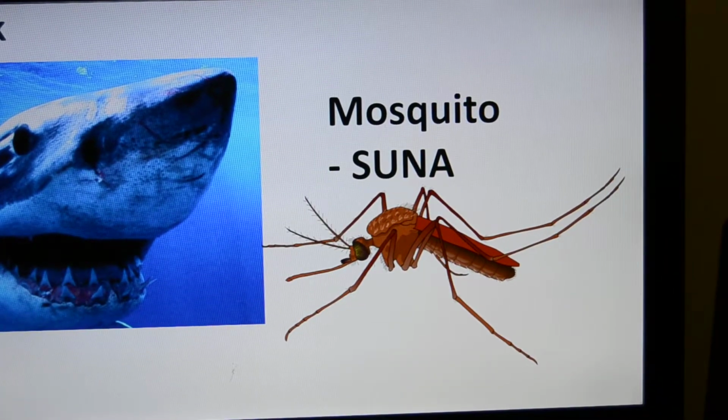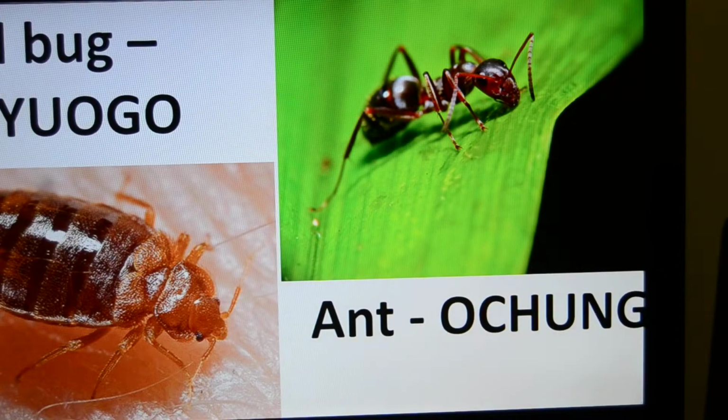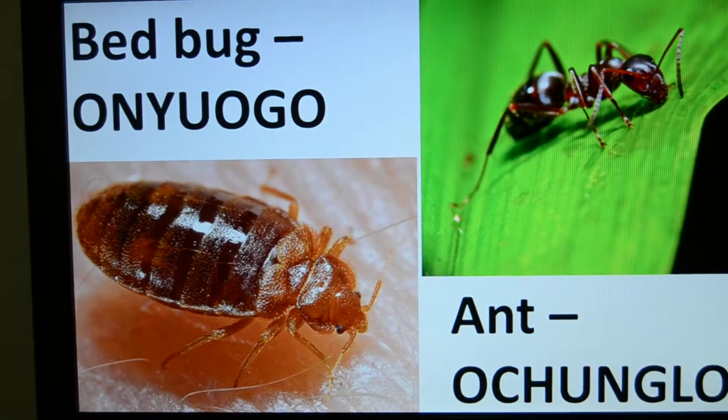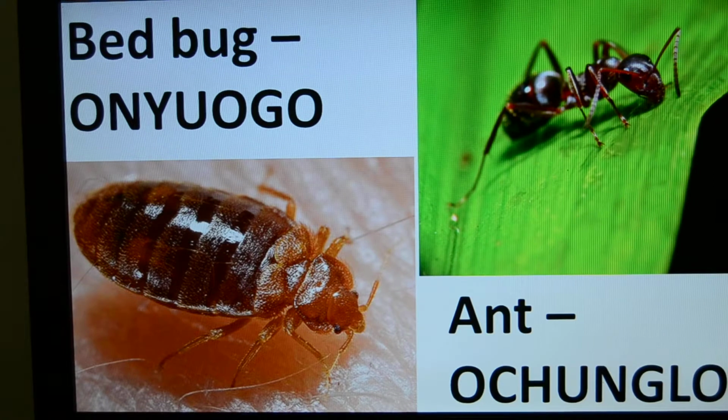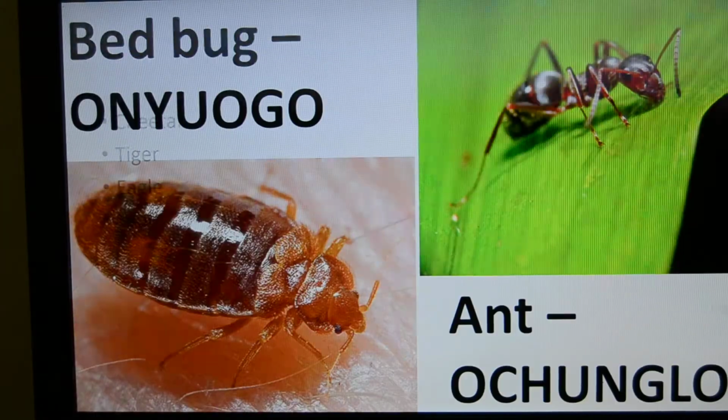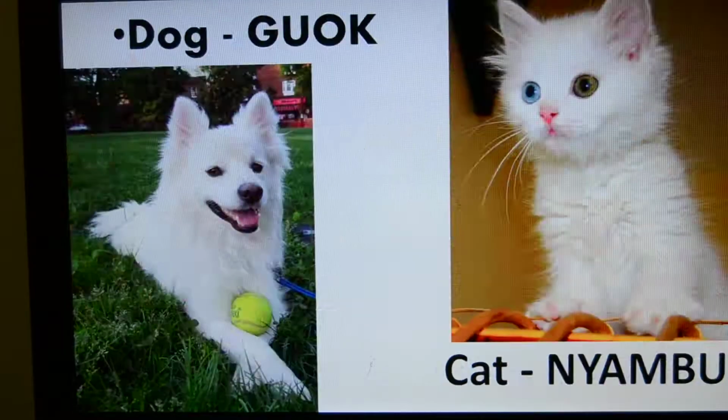Mosquito is called sona. Alright. Ant. An ant is ochunglo. I know people have been confusing ant and bee, but the one on the screen is called ochunglo. And then bedbugs. Bedbug is onyuogo. Good.